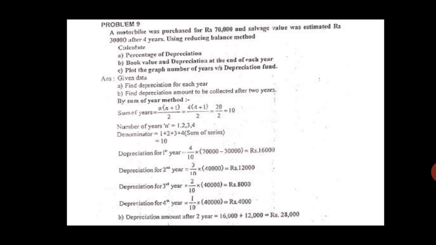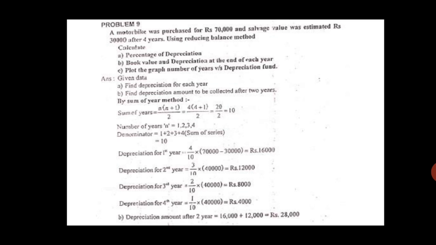So you have a life of 4 years now. 4 divided by 10 into the cost. The capital cost is 70,000 rupees and the salvage value is 30,000. 4 by 10, in bracket, is multiplied with 70,000 minus 30,000 rupees. So this amount is fixed. Initial cost is 70,000, scrap value is 30,000 rupees. We multiply this 40,000 rupees into 4 by 10. So you get 16,000 rupees. So the depreciation for the first year is 16,000 rupees.